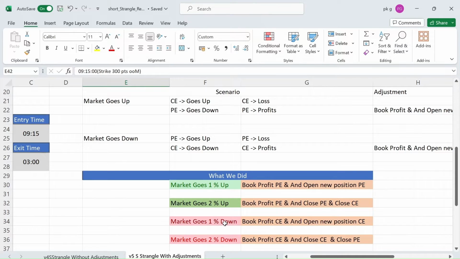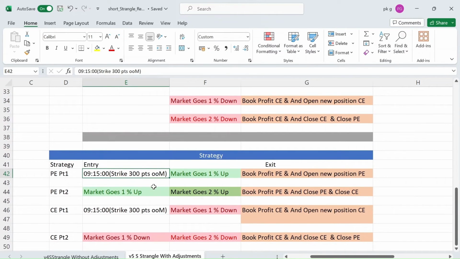So that's what we are doing here. If the Bank Nifty chart goes 1% down, we will book the profit in CE. That means we are closing the first open CE option position and opening a new position in CE. And if the market goes even more down, that is 2% down, we will book the profit in CE. That means we are closing CE, and also we'll close the PE, means we are closing the entire strangle. So this is our entire strategy.